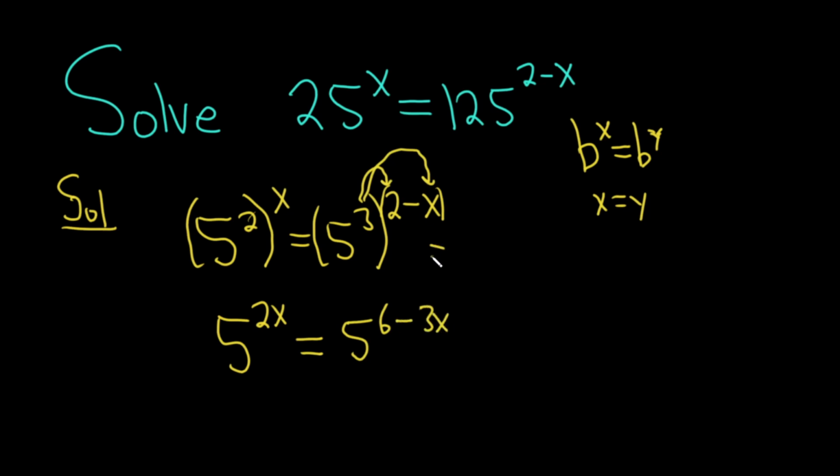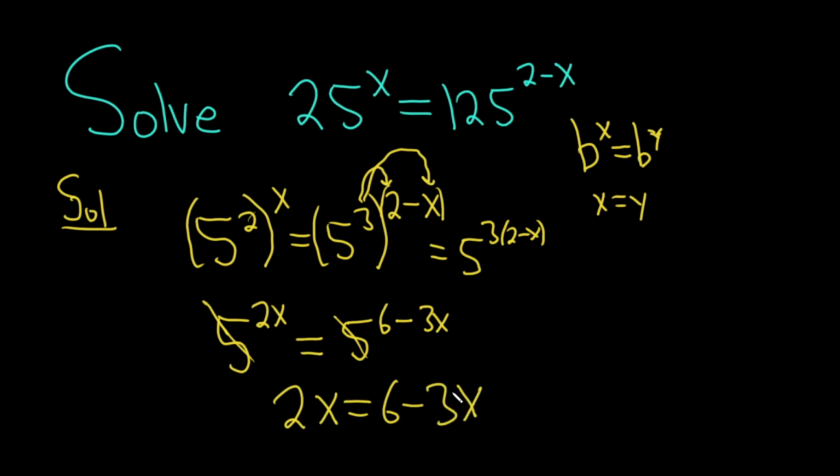Some people like to show this extra step. I don't like to do it, but you can do it if you want to, and that's the step there. So then it's a little more clear now that you're distributing, right? So 3 times 2 is 6, 3 times negative x is negative 3x. The 5s go away, right? We lose the bases, so we get 2x equals 6 minus 3x.